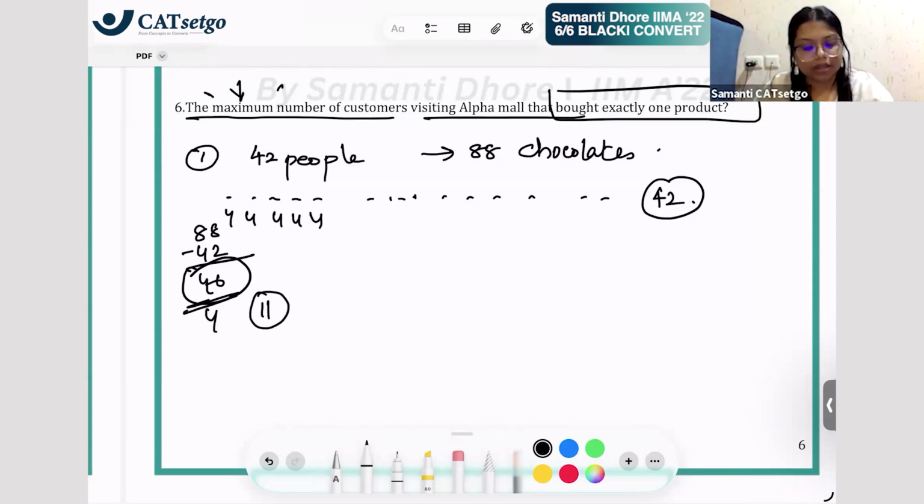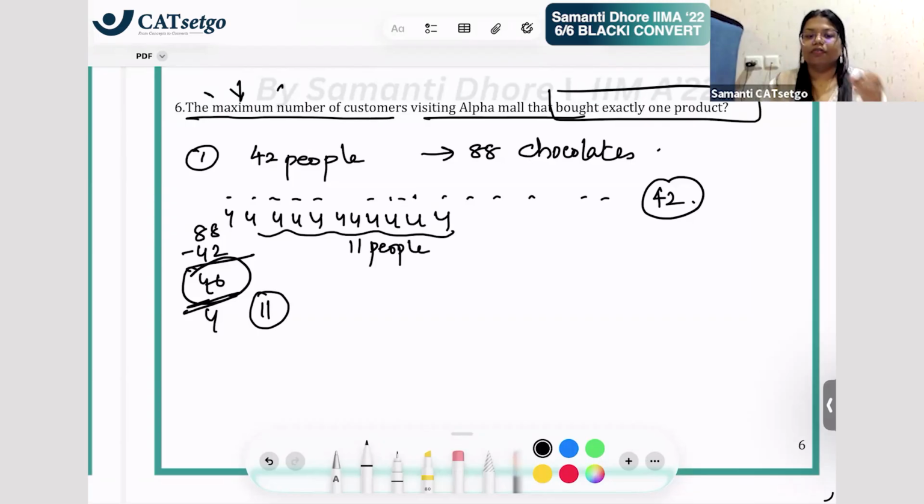So you are able to give this to 11 people. 2, 3, 4, 5, 6, 7, 8, 9, 10, 11. So to 11 people, you are able to give 5, 5, 5, 5 chocolates, like 4, 4, 4 plus the one I gave earlier. That you could do. So how much is this? 55 chocolates are done with.